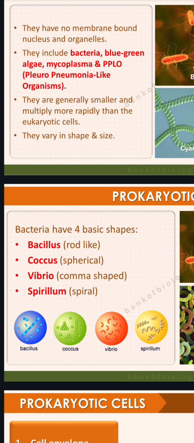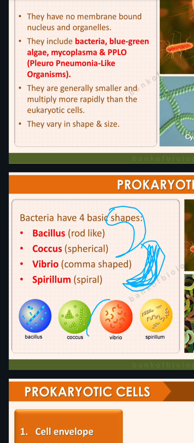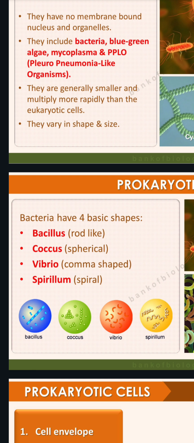Next is vibrio, which is a different term. It will be comma-like in shape, like this. Have you seen worms? They will be like this, and in the same way these vibrio bacteria will also be like that. Now the last one is spirillum, which will be spindle in shape, like a snake.